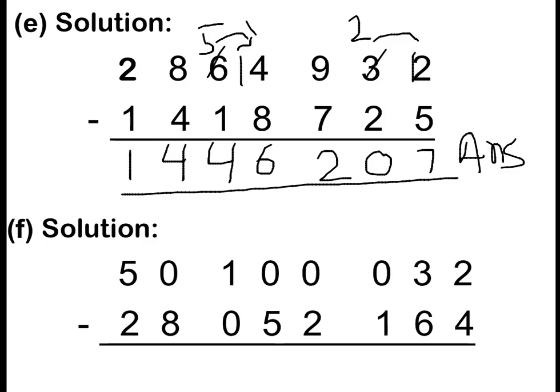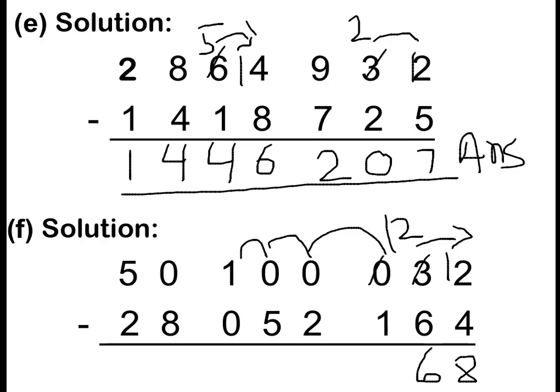Now part F. The value of part F is 50,100,032 minus 28,052,164. So 2 minus 4. First we will take carry. 12. 12 minus 4 is equal 8. Here is 2. 2 minus 6. No. First we will take carry. Yes. We will take carry. Make 12. 12 minus 6 is equal 6.